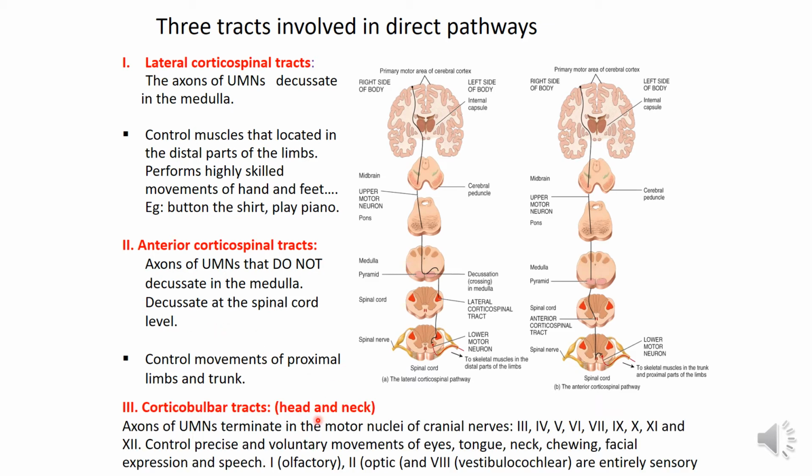We have the part we mentioned previously, which is the corticobulbar tract, which supplies the cranial motor nuclei located in the brainstem. Supplying the what? The cranial motor nuclei in the brainstem that produce voluntary movement of the eyes, movements of the tongue, movement of the neck, chewing, facial expression and speech, which are regulated by the corticobulbar tract.